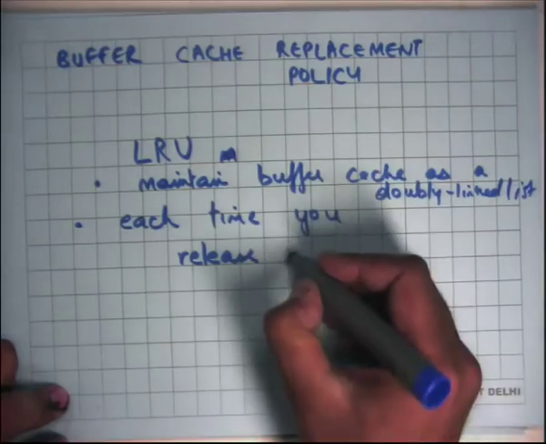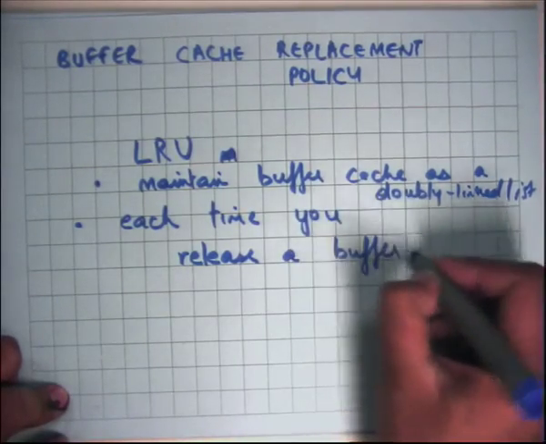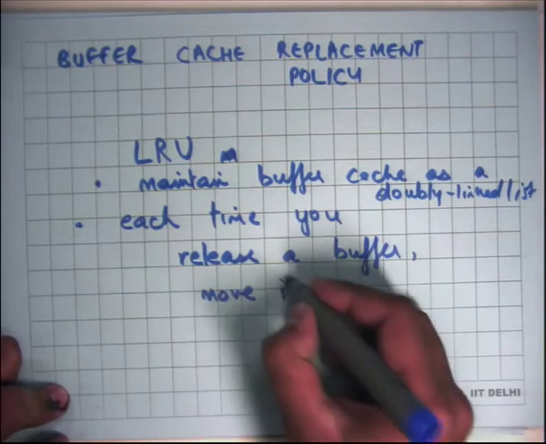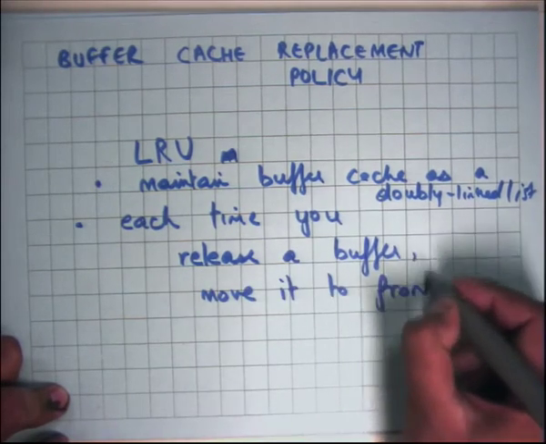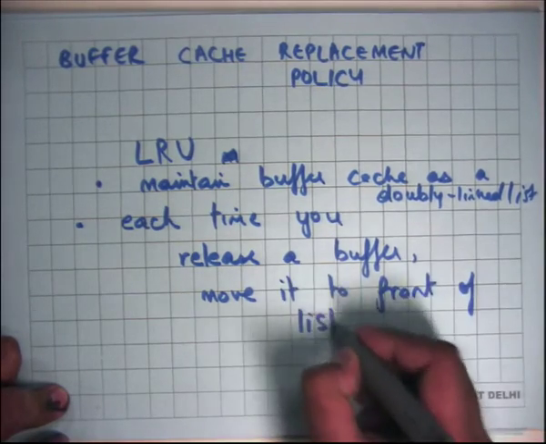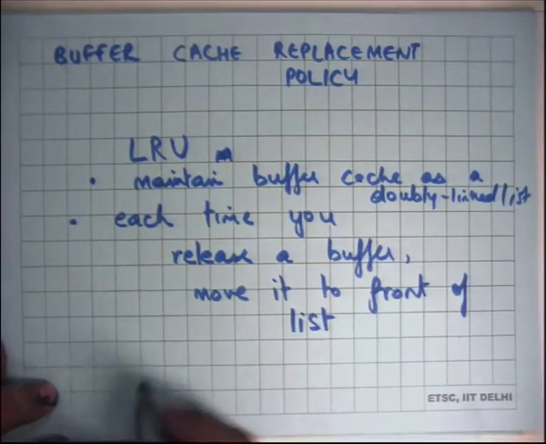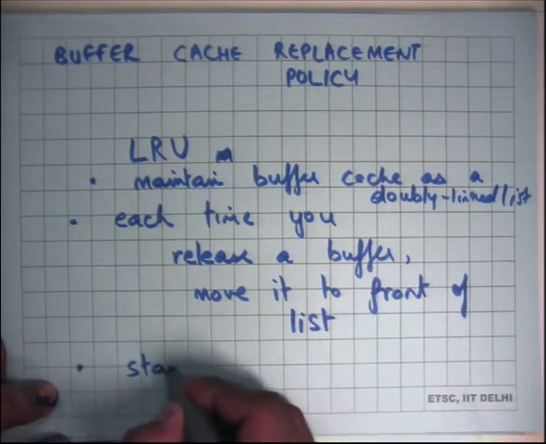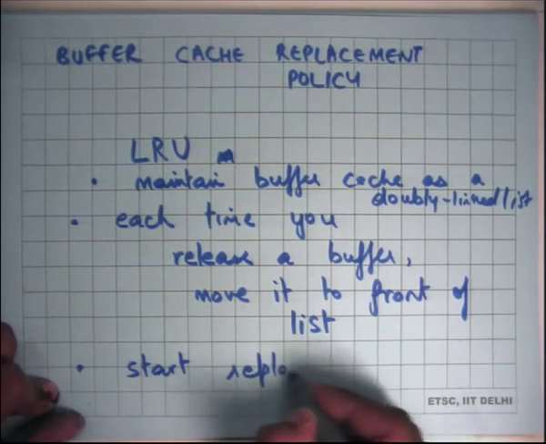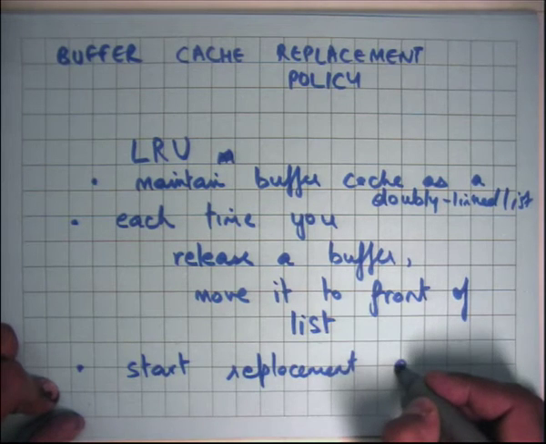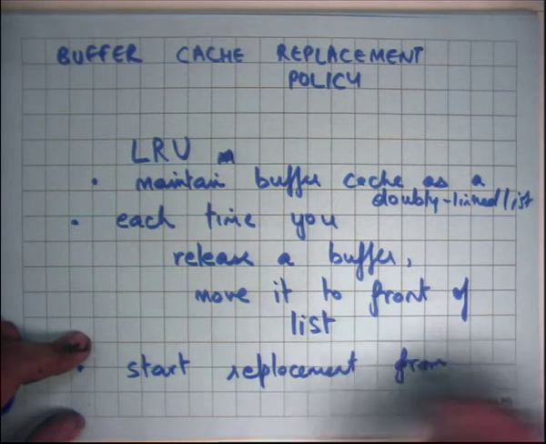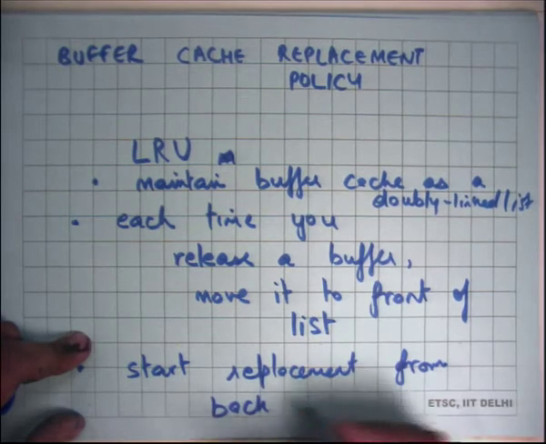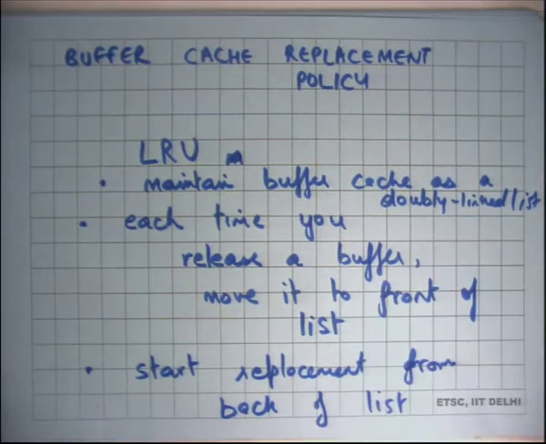So each time you release a buffer, move it to front of list of this doubly linked list. And anytime you want to replace, you start replacement from back of list. And that's LRU for you. So each time you access something, you just move it to the front of list. You want to start replacement, you start from the back of list.